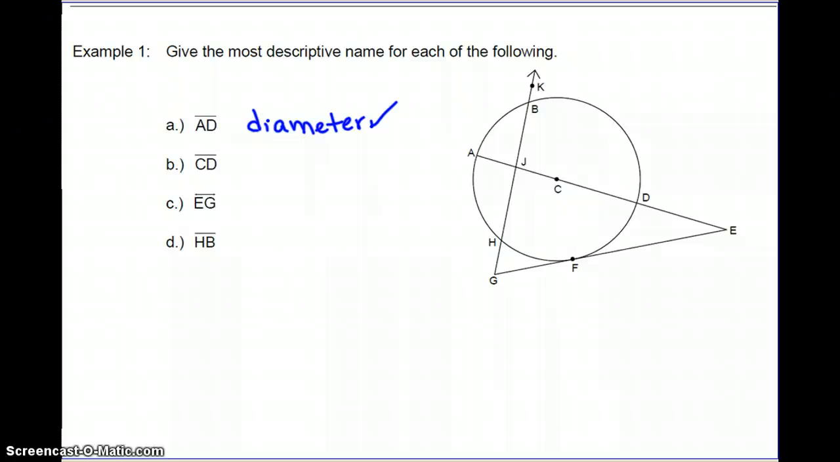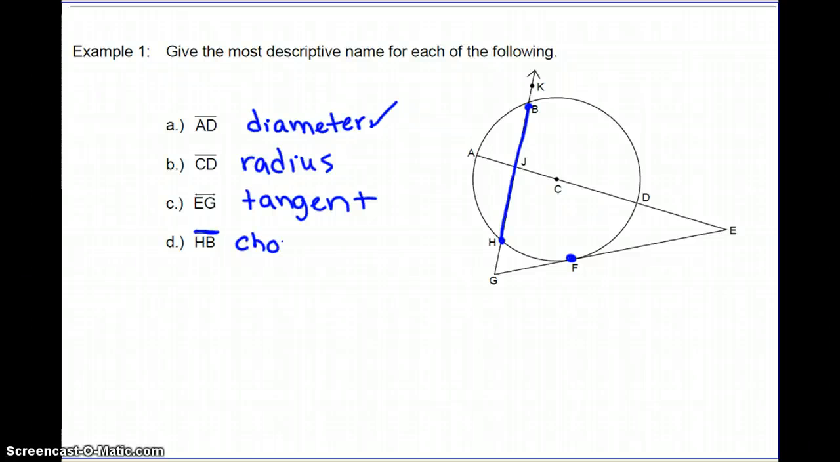CD. The best name for this one is a radius. One endpoint's at the center, one is on the circle. Now for part C, I'm asking about line EG. Well, line EG only intersects that circle at 1 point, so it's a tangent. And finally, HB. Notice the notation they have on HB. They're talking about segment HB, so only that blue piece. Because it is a segment and not a line, this is going to be a chord.